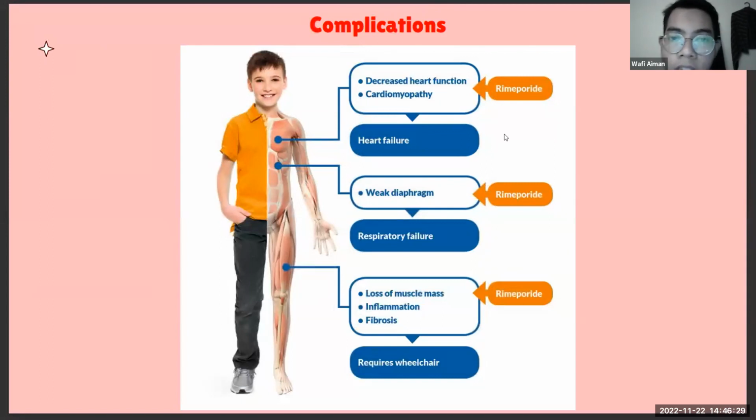So for the complications, the patient might have heart failure because of decreased heart function due to dilated cardiomyopathy. And then the patient can also have respiratory failure because of weak diaphragm. And then the patient might also require a wheelchair because of loss of muscle mass, inflammation of the muscle, and then fibrosis. So the remaporide here is the experimental drug, the experiment of drug to treat this muscular dystrophy.